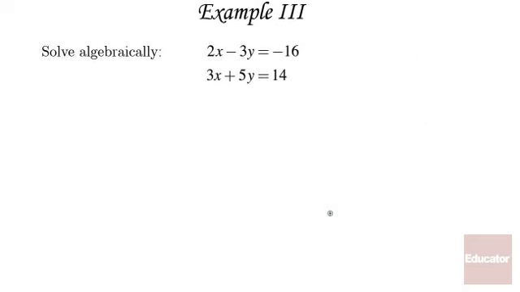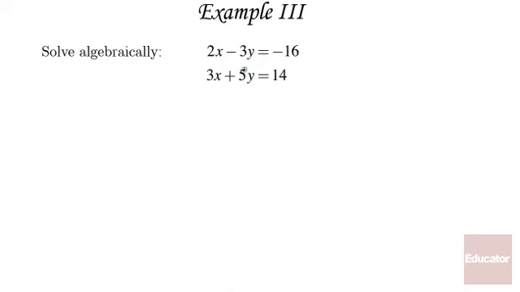Okay, solve algebraically. Again, no variables with a coefficient of 1, so I'm going to go to elimination. But these do not have the same or opposite coefficients, and the y's do not have the same or opposite coefficients either. So this time, I'm going to need to use that extra step.